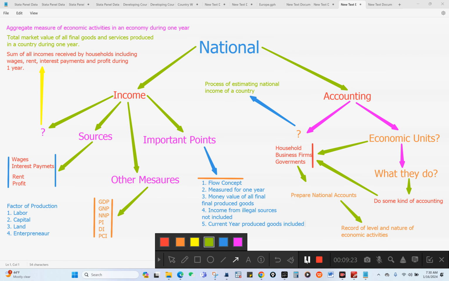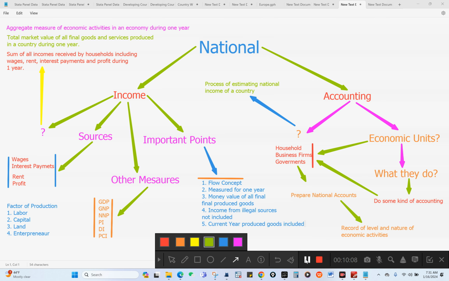Every economic unit or agent does some kind of accounting. For example, if you talk about the household, then households keep an eye on their income and expenditures, and most of the time they try to keep income and expenditure balanced. If you talk about business firms, then a business firm prepares accounts to know the value of production and to estimate cost, sales, and profits.